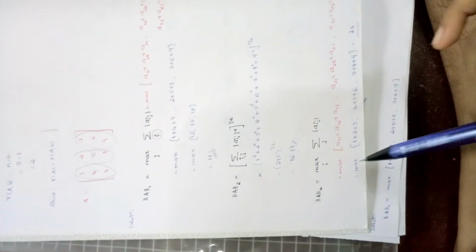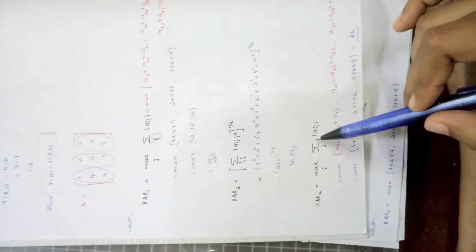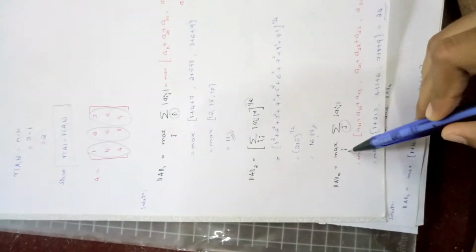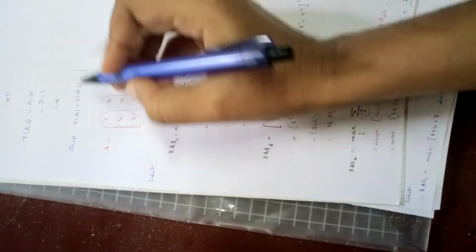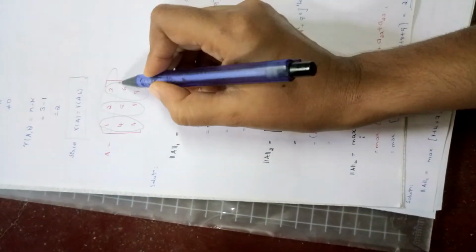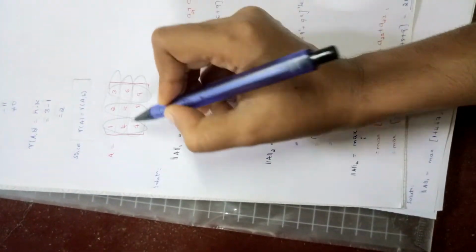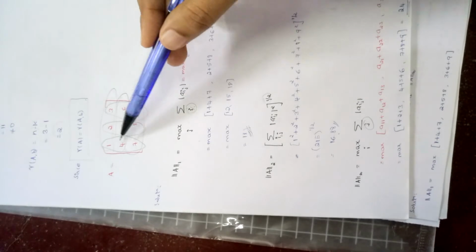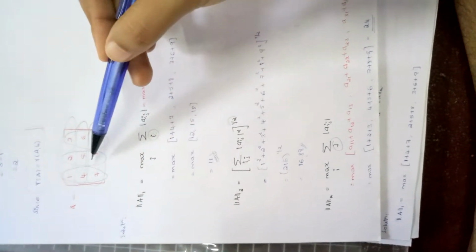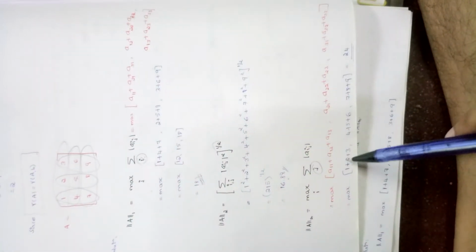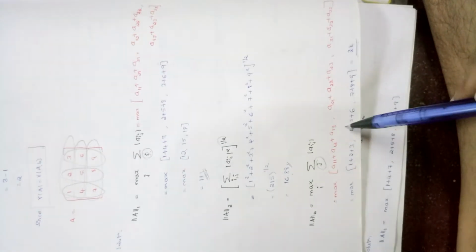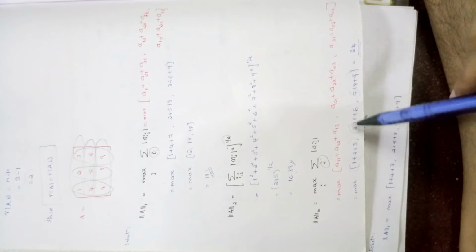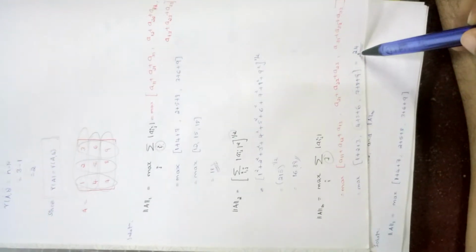Next is the row norm, that is maximum of summation of mod aij. Here the column varies and the row remains constant, so we add the terms like this: row constant and column varies. So 1 plus 2 plus 3, 4 plus 5 plus 6, 7 plus 8 plus 9. Here this is the first row, this is the second row, and this is the third row, and the maximum among these is 24.